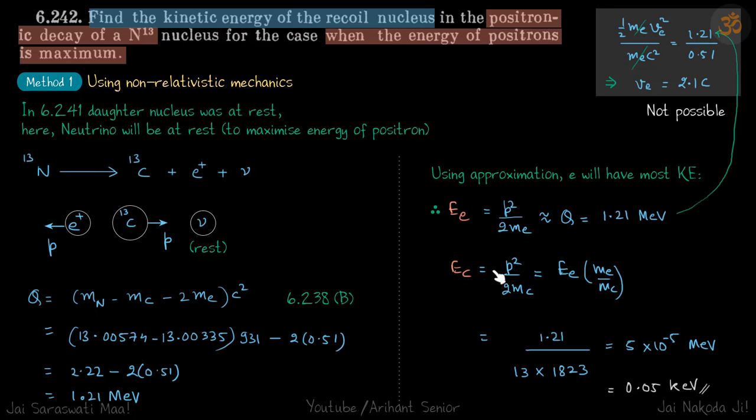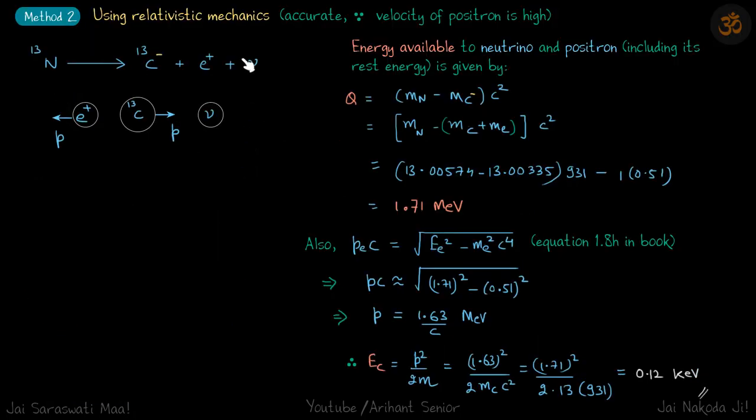So from here you can see that the energy of the, so again just like in the previous problem, if we just equate the energy of the positron with half mv square, you will get the answer to be 2.1 c, which is not possible. So that's why our approach is wrong. Even though you will see that the answer is not that different, maybe 30-40% here and there, but not much. Now let's see the correct approach.